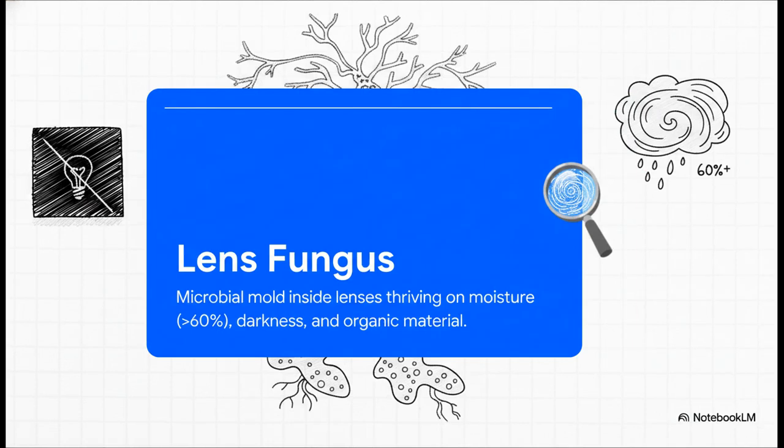The true silent killer of your optics isn't a drop or a spill, it is lens fungus. It sounds gross, and it kind of is. This microbial growth looks like delicate spider webs or snowflakes deep inside your glass, and it thrives when you give it 3 things: humidity above 60%, absolute darkness, and organic material, like dust, to feed on.